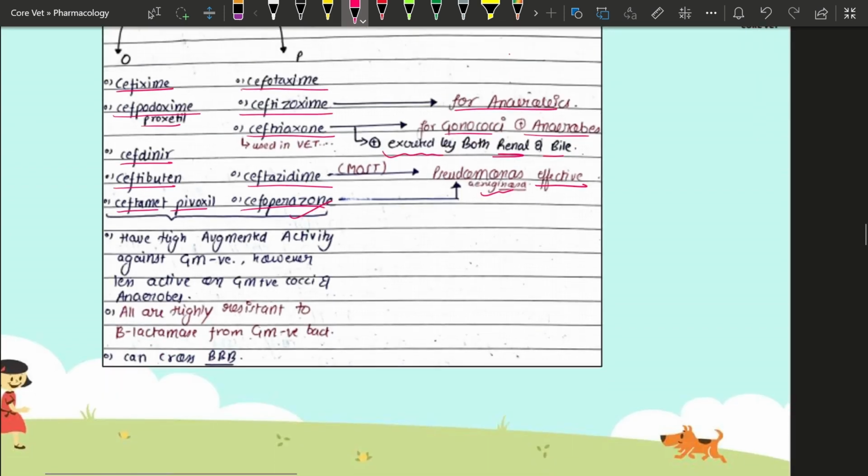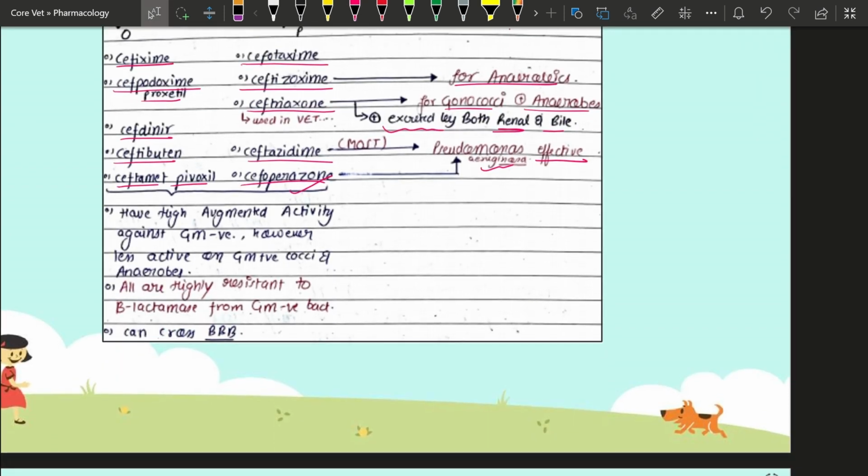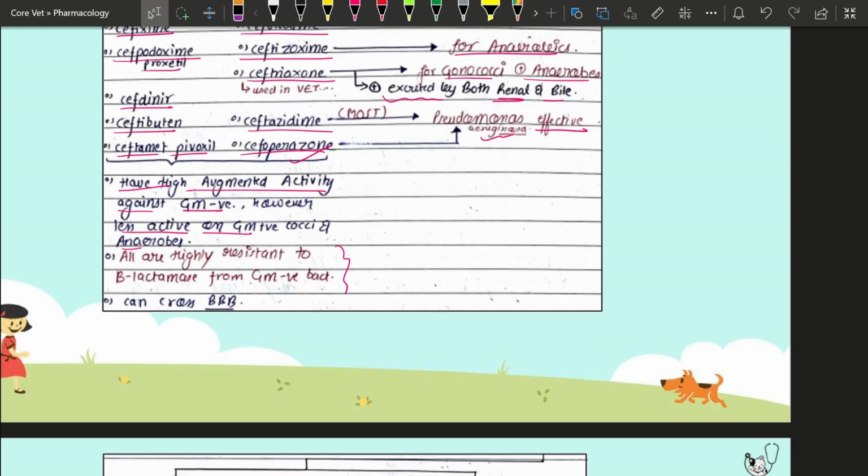If we talk about the general properties of the third generation cephalosporin, they have a high affinity, high augmented activity against what? The gram negative. However, they are less active on gram-positive cocci and anaerobes, right? I had told you the activity towards gram negative increases as we pass on to the next generation. All are highly resistant to the beta-lactamase from gram-negative bacteria, and they have the ability to cross the blood-brain barrier, right?